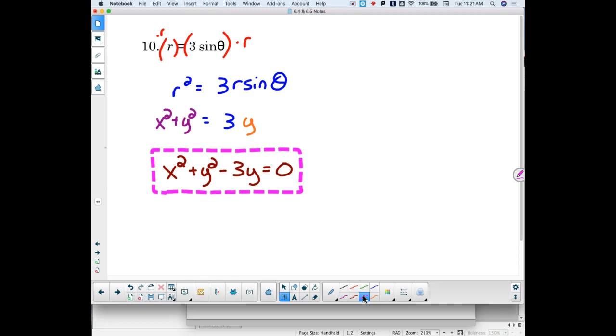Has a radius of 1? Sure. It's actually got a radius of 1.5, I think. Factor the 3 out. I think it's 1.5. Alright, let's try. Let's check.